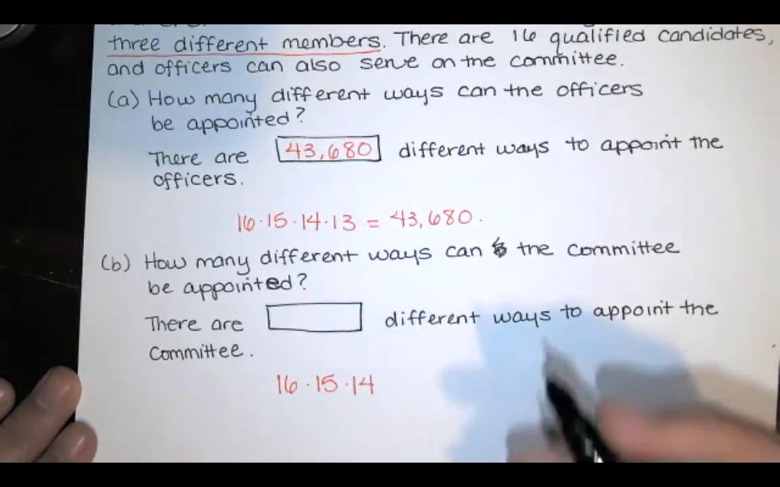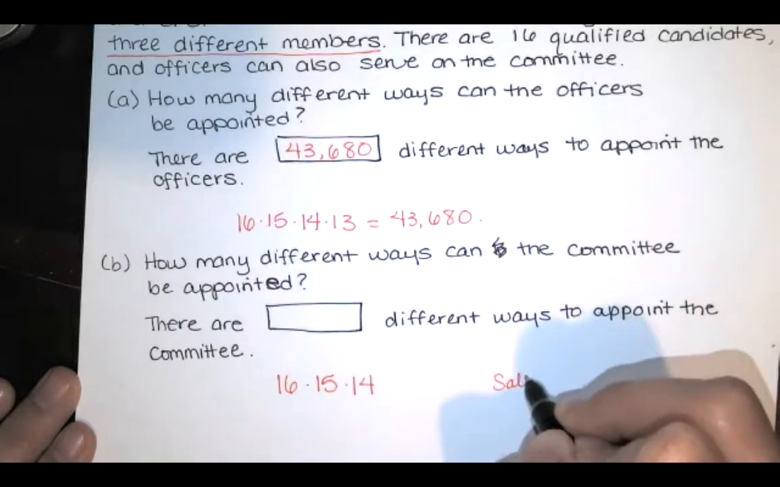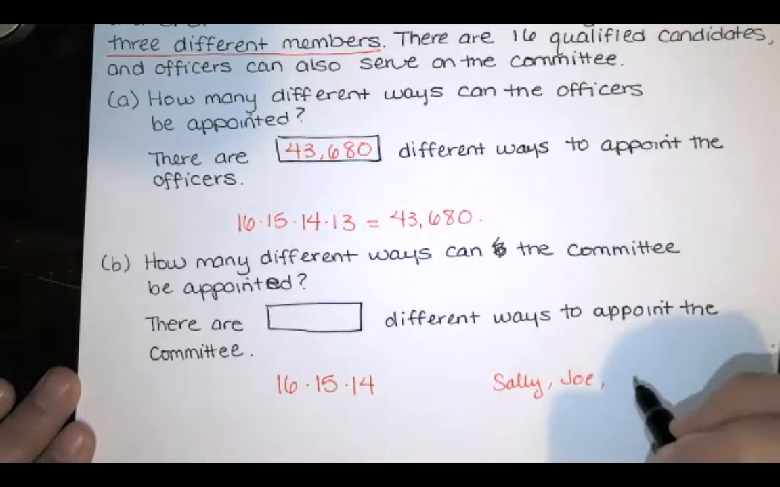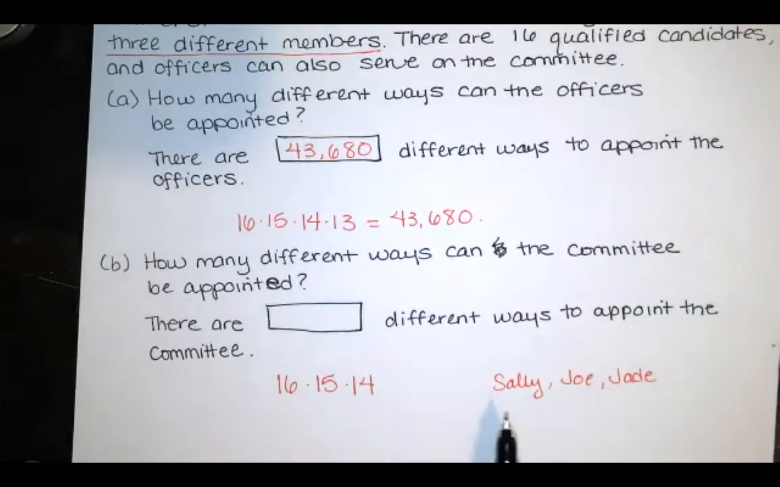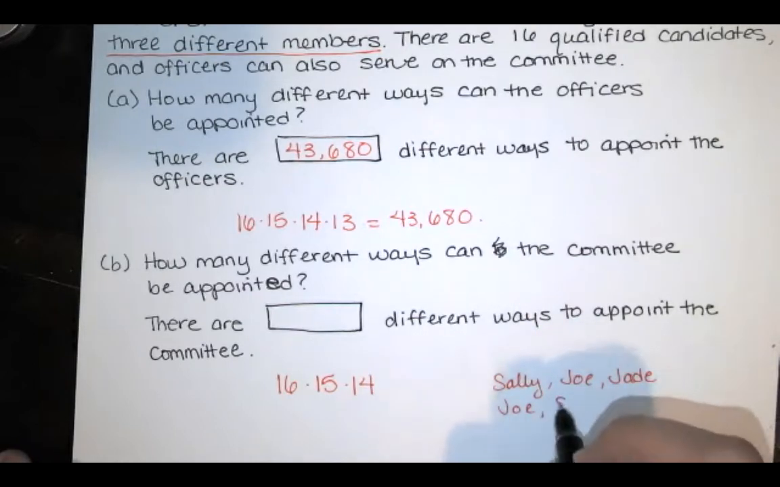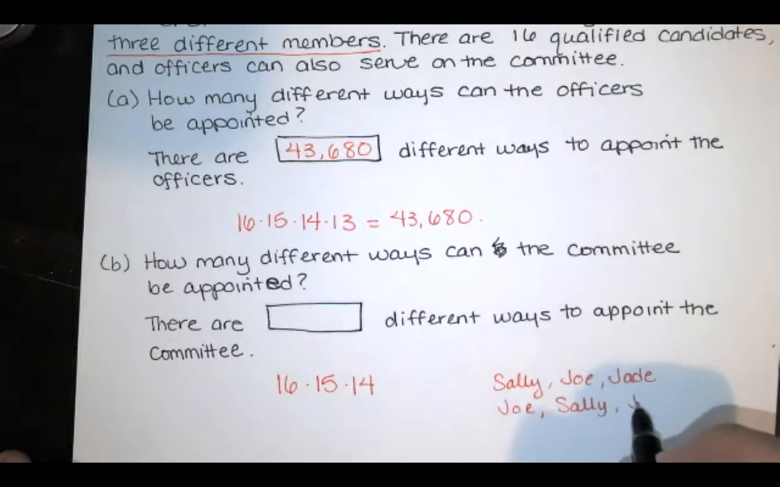But let's say I chose Sally, Joe, and, it's hard to think of a name, I'll use my sister's name, Jade. Okay. Let's say you chose Sally, Joe, and Jade for the committee. So first you chose Sally, then you chose Joe, and then you chose Jade. Well, that's exactly the same thing as if you had chosen Joe first, and then Sally, and then Jade.